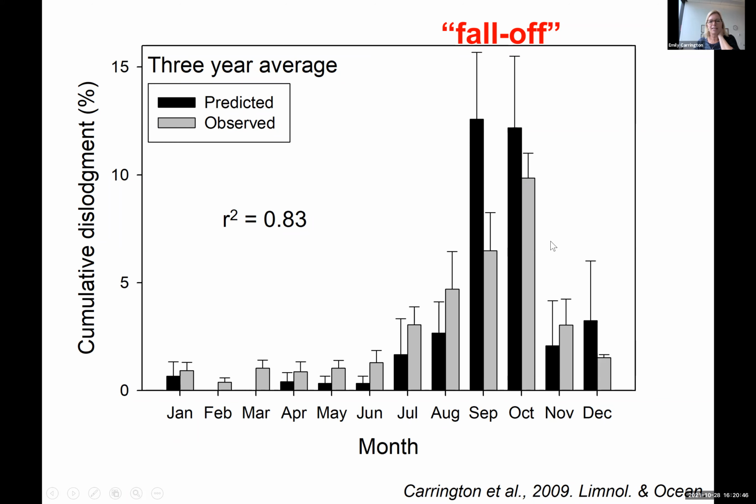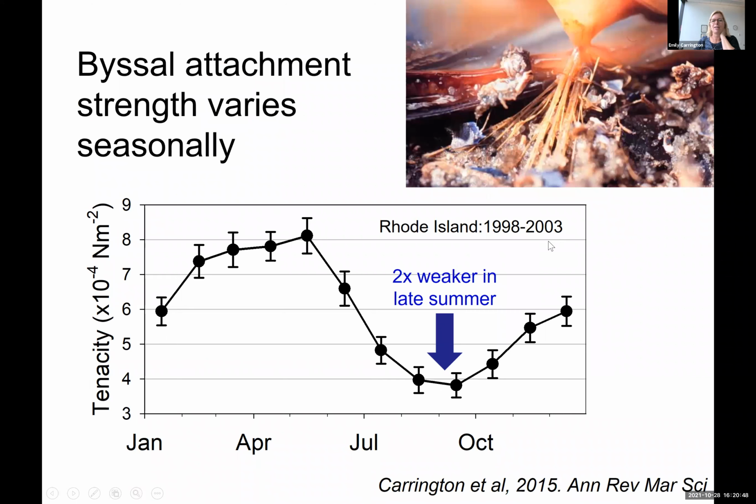And the reason why we see high dislodgement in this particular time is that they have such a weak attachment. And in fact, here's this seasonal cycle that we've seen in mussels over the course of 6 years now. And we've also seen this pattern with mussels really all over the world. So we see this in Washington and in Europe as well. They're about 2 times weaker in the summertime than they are in the winter. And so this is really why we see such strong dislodgement events in the summertime.